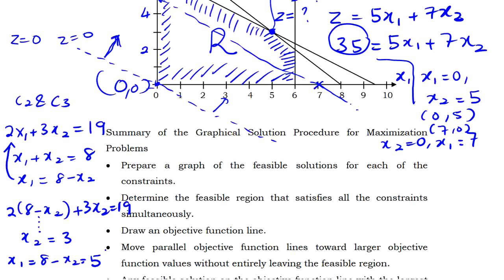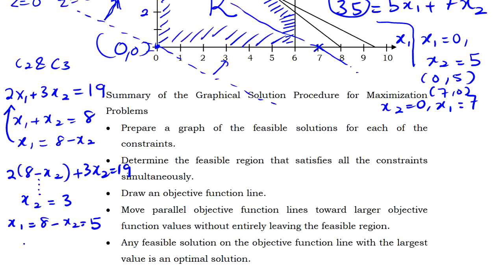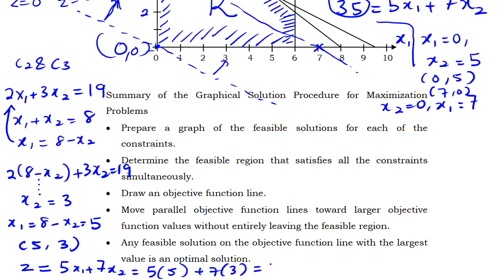So the optimal point is at (5, 3). And then by using the objective function, you will get the value for z. So 5x1 plus 7x2, right? So 5 multiplied by 5 plus 7 multiplied by 3. So we get 25 plus 21, which is 46. So this is the solution. Alright.